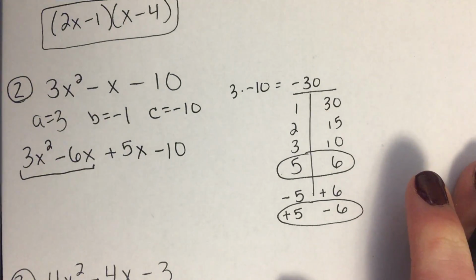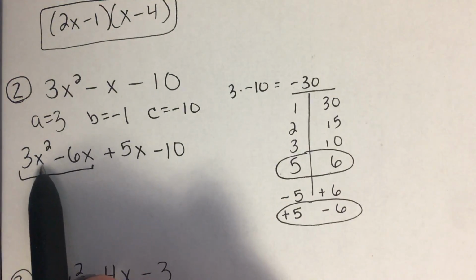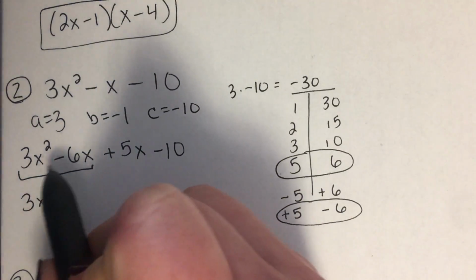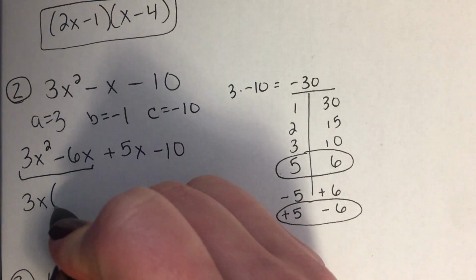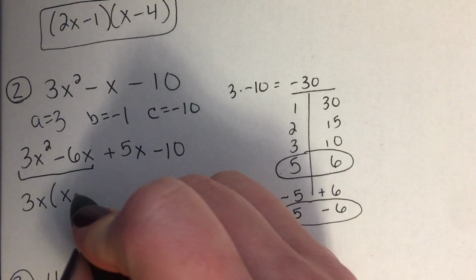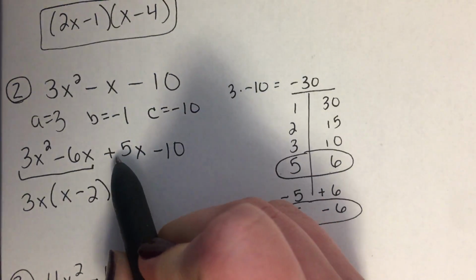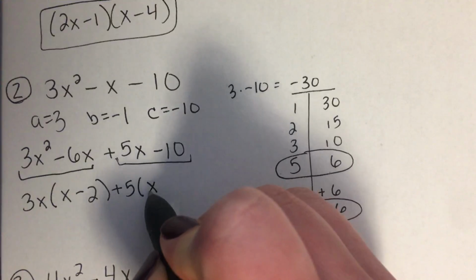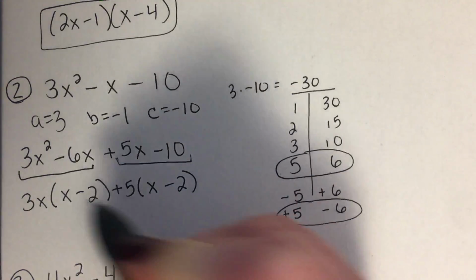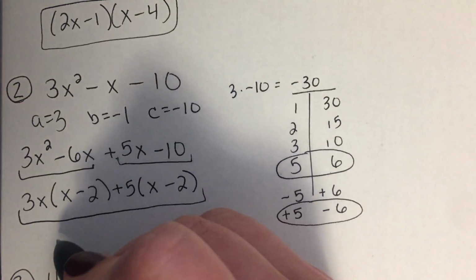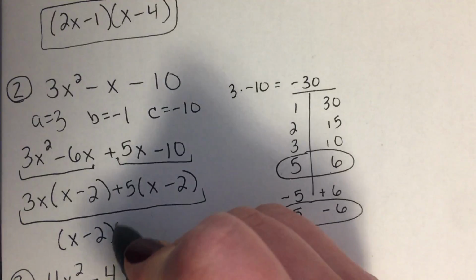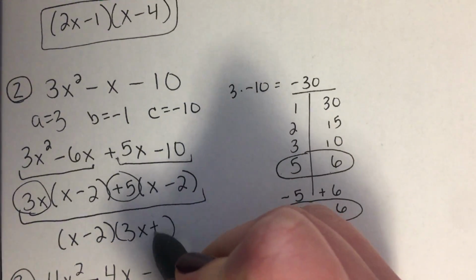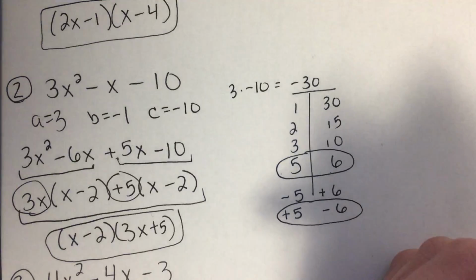The reverse distributive property is going to be 3x because I have a 3 in common as well as an x. And I'll be left with x minus 2. For the second one, what's in common is a 5. And I'll be left with x minus 2 again. Good thing, because that's exactly what I want. So pull out the parentheses that's in common, rewrite another parentheses of what's left over. So I have 3x plus 5, and we're done.